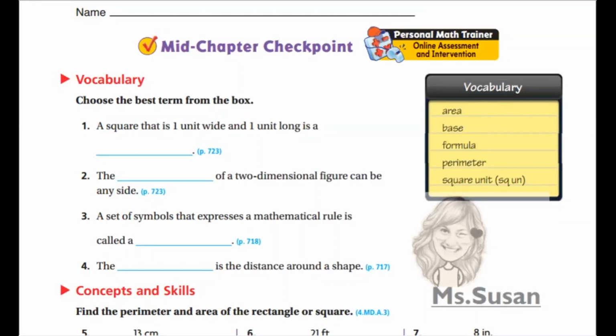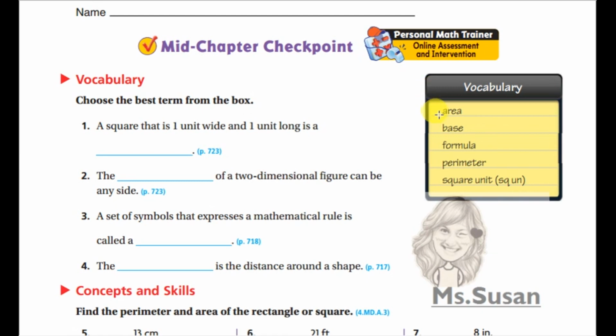This is Miss Susan. Today we will solve together chapter 13 checkpoint. And the first thing to start with is the vocabulary box. So let's read together the words inside the vocabulary box and see its definition.